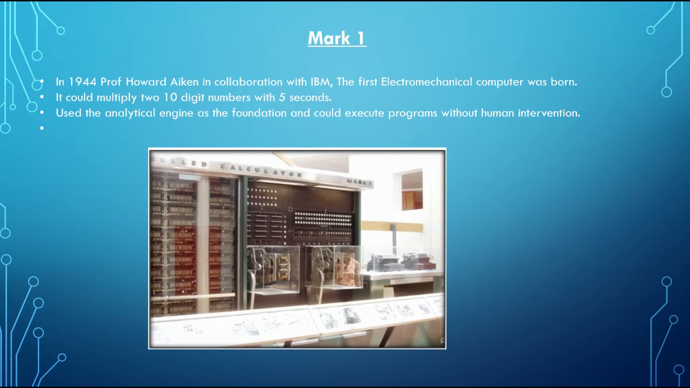This is the Mark I by Professor Howard Aiken in collaboration with IBM, that is the International Business Machine. The first electromechanical computer was born in 1944. It could multiply two 10-digit numbers within 5 seconds, and that is to be considered. Now when we think about modern-day computers, it won't even take a fraction of a second. So it used the analytical engine as the base and foundation to be built upon, and this was the first computer that could execute code without any human intervention whatsoever.